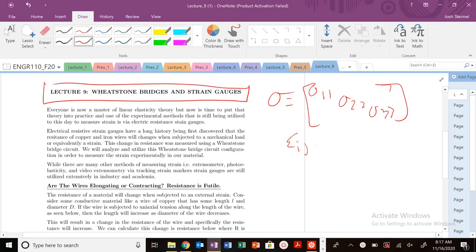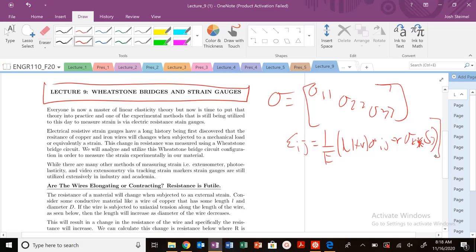So epsilon ij equals 1 over E times (1 plus nu) sigma ij minus nu sigma kk, Kronecker delta, et cetera, et cetera. All these amazing fun equations that we learn in mechanics, and now we're going to learn how to measure these things experimentally with strain gauges.